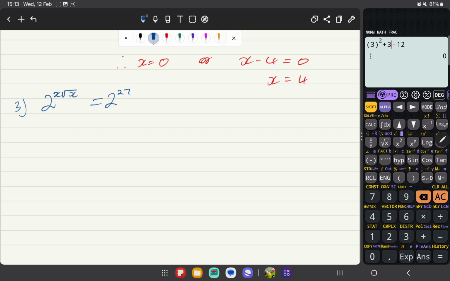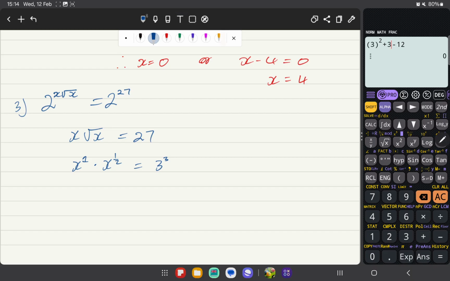First and foremost, you realize you have the same basis, so that means the exponents have to be the same. So you have x square root of x being 27. I can say this is just x to the power of 1 multiplied by x to the power of 1 over 2, and this is 3 to the power of 3. I don't know how this is going to help me, but maybe it might, maybe it won't.